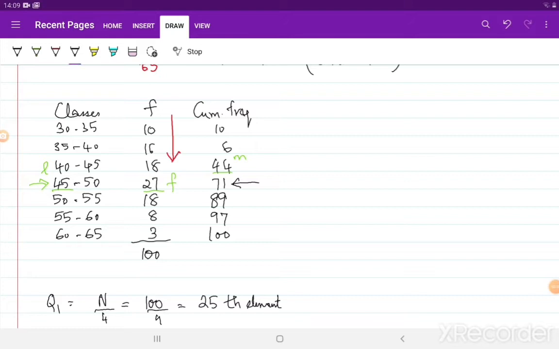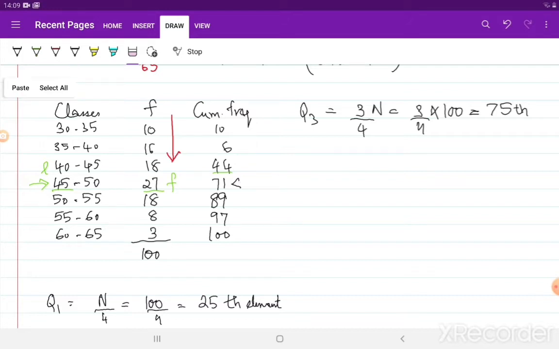To find Q3, or the third quartile, Q3 will be 3n by 4. So that's 3 by 4 of 100, which means it is the 75th element or the 75th term. That would mean that your Q3 class is, this is your Q3 class.